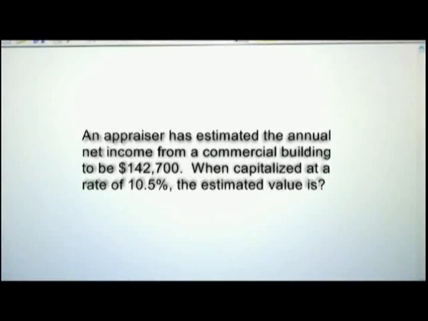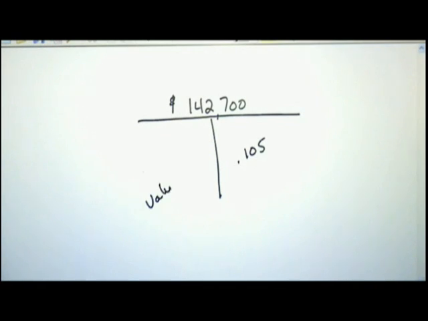An appraiser has estimated the annual net income from a commercial building to be $142,700. When capitalized at a rate of 10.5%, the estimated value is. So I'm looking for the value. I've got a cap rate of 10.5% or 0.105, and I've got an annual net income of $142,700. I divide the $142,700 by 0.105 and get a value of $1,359,047.